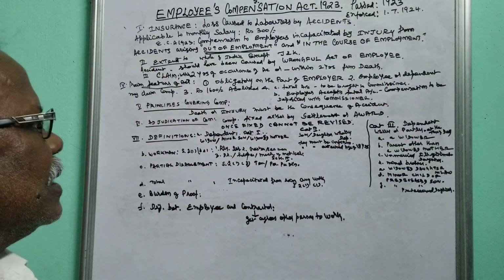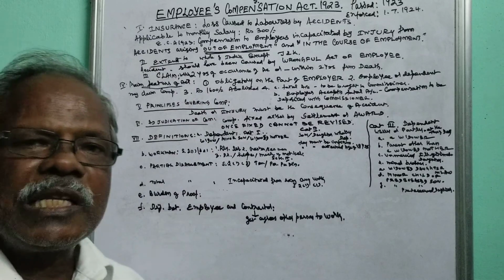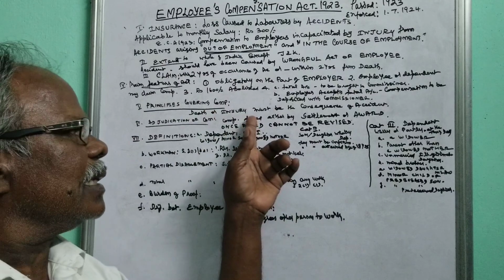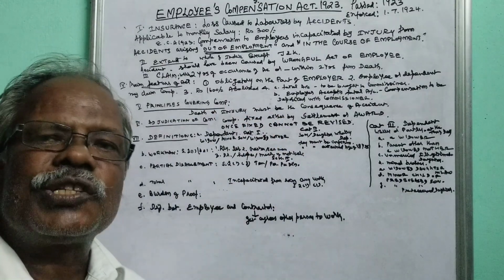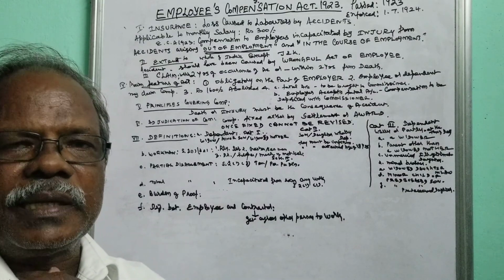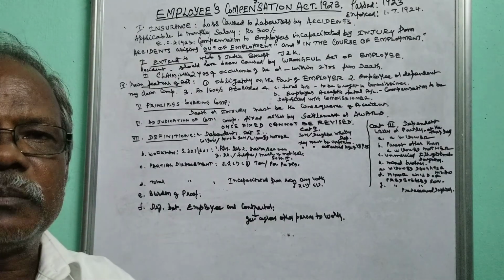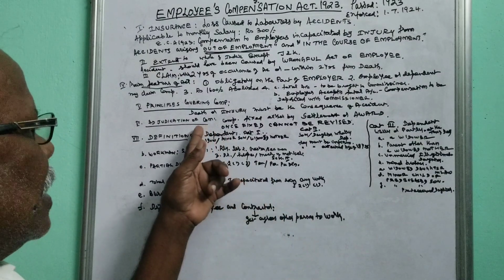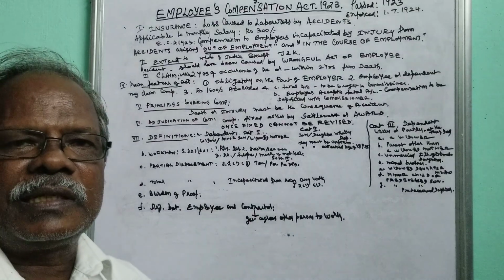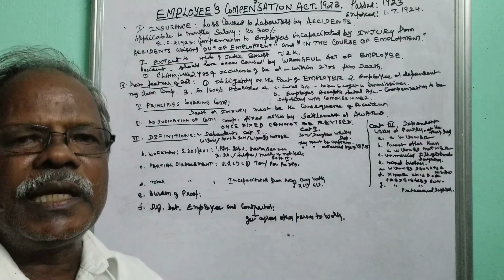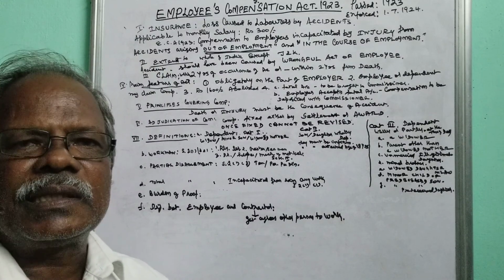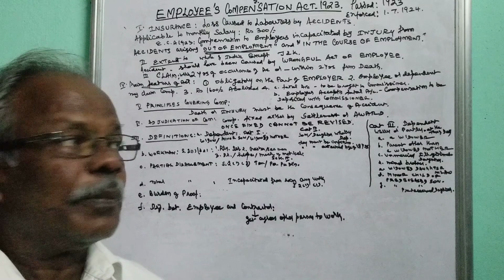And another thing, now we'll see the principles governing the compensation. So death or injury must be the consequence of an accident. Either death should be there or the occurrence of injury should be there, and it must be a consequence of accident. Accident means something that is not known to anyone, suddenly happening, which is beyond the control of the employee.